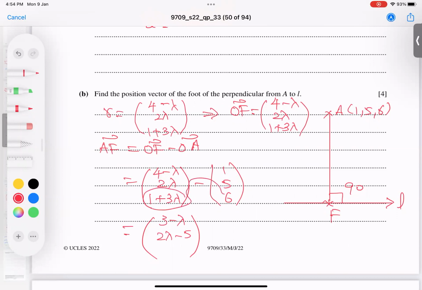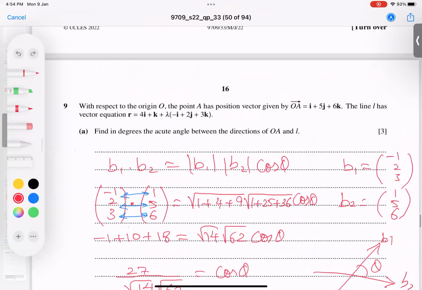And this minus this, okay, you get a minus 5 and a 3 lambda. I write again 3 lambda minus 5. Okay, this has become AF, and you know it, this is called AF direction. Now I talk about line direction. And for your knowledge, the vector after lambda is always called line direction. This is called line direction. I call it B.